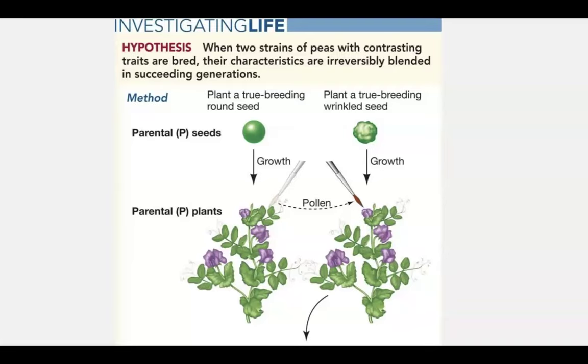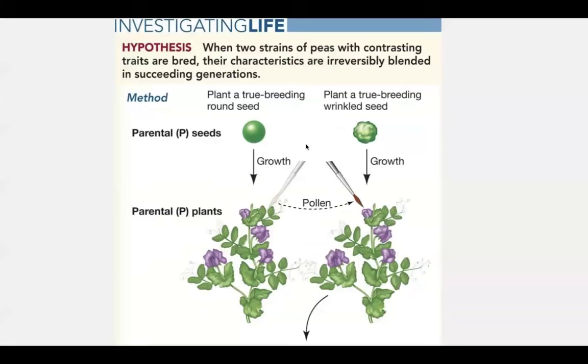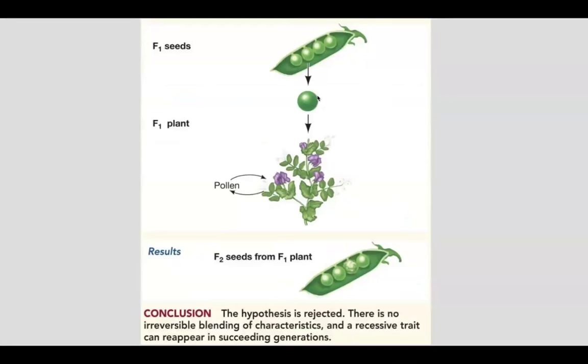So when he planted a true breeding round seed and a true breeding wrinkled seed, the F1 generation was all round. However, when the F1 generation self-pollinated, you had a wrinkled seed. Why? This is similar to the monohybrid cross we just did. When you have a homozygous dominant parent and a homozygous recessive parent, they create purely heterozygous children. However, when the heterozygous children self-pollinate, you have a 3 to 1 phenotypic ratio.